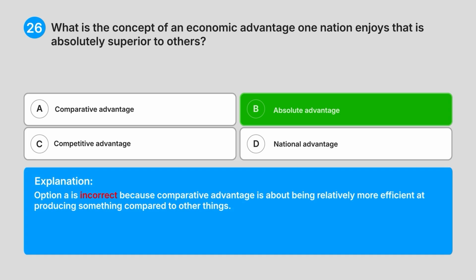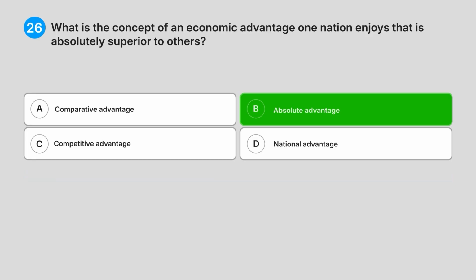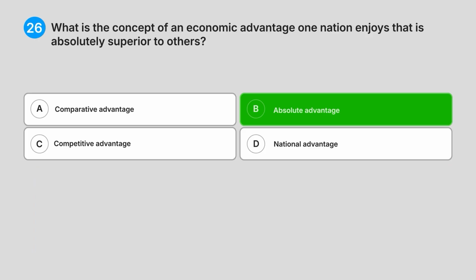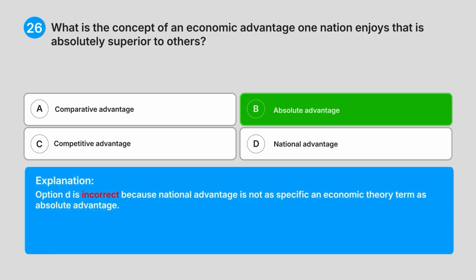Option A is incorrect because comparative advantage is about being relatively more efficient at producing something compared to other things. Option C is incorrect because competitive advantage is a broader business term for what makes a firm succeed against rivals. Option D is incorrect because national advantage is not as specific an economic theory term as absolute advantage.